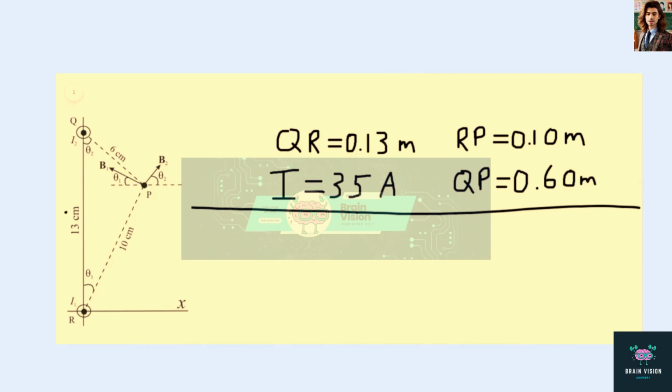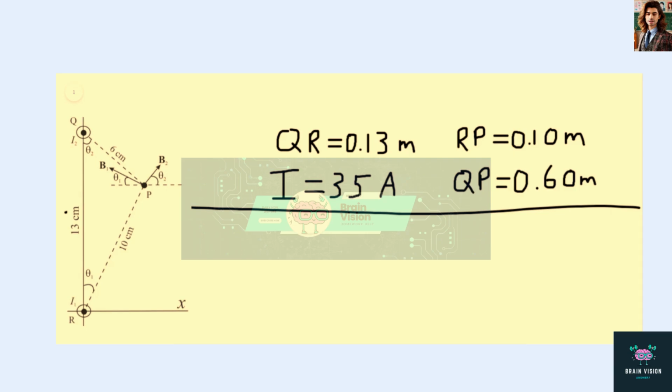For this question, we are asked to consider two thin parallel wires separated by a distance of 13 centimeters carrying a current I of 35 amperes. I said that the distance from point Q to R on our graph, where the two wires are at point R and point Q, and they're flowing into or out of the page, which is why they're represented by a dot, is 0.13 meters. So I converted everything from centimeters to meters.